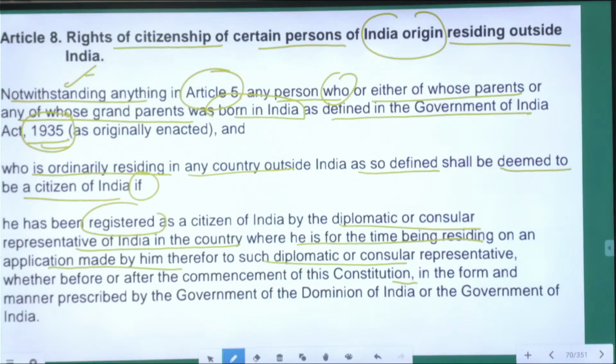Clear? So Article 5 talks about the status of a person residing, domiciled in India, citizenship. Article 6 talks about persons migrated to India from Pakistan. Article 7 talks about persons migrated to Pakistan from India who now want to return back. Then Article 8 talks about Indians of origin residing outside India. So a person can become a citizen at the commencement through registration at the consulate or embassy in that nation. Clear?